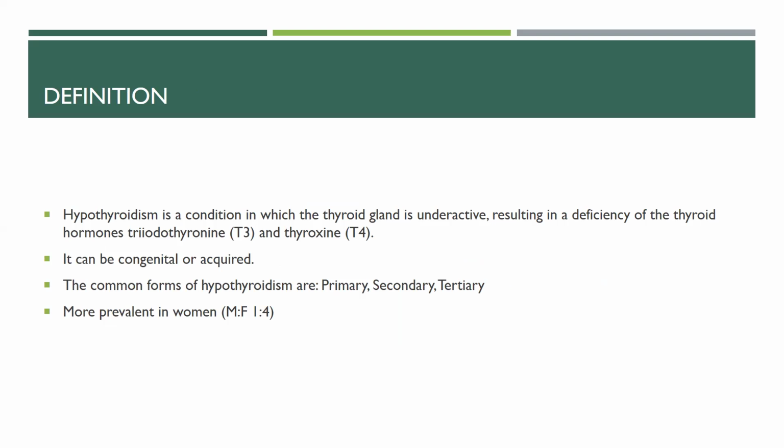When we think of hypothyroidism, we are talking about a condition where the thyroid gland is underactive, as opposed to hyperthyroidism, where the gland is hyperactive. So what happens when the thyroid gland is underactive? This results in a deficiency of the thyroid hormones such as T3, triiodothyronine, and thyroxine, which is T4.